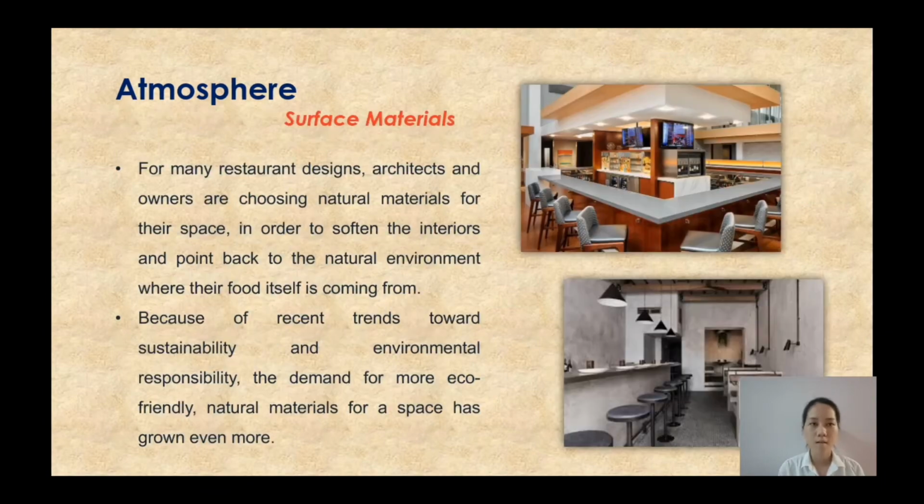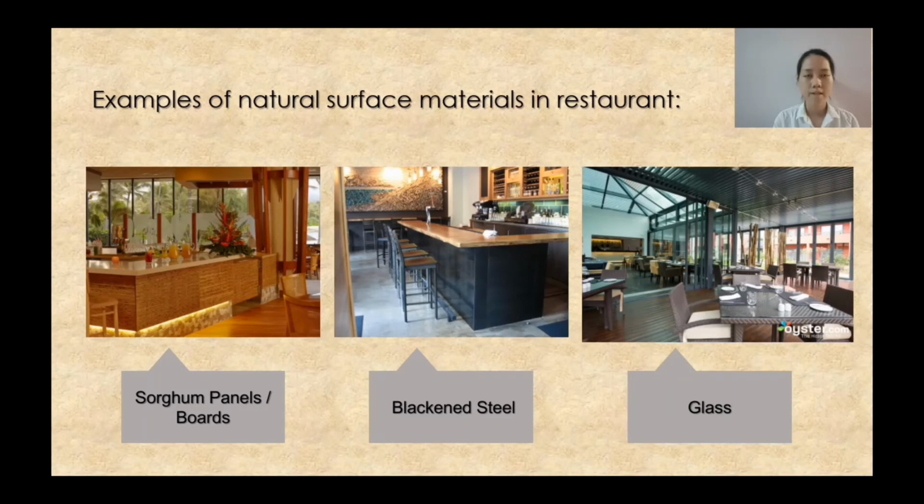For the surface material, for many restaurant designs, architects and owners are choosing natural materials for their space in order to soften the interiors and point back to the natural environment where their food itself is coming from. Because of recent trends towards sustainability and environmental responsibility, the demand for more eco-friendly natural materials for a space has grown even more. So here are examples of natural surface material in restaurants.